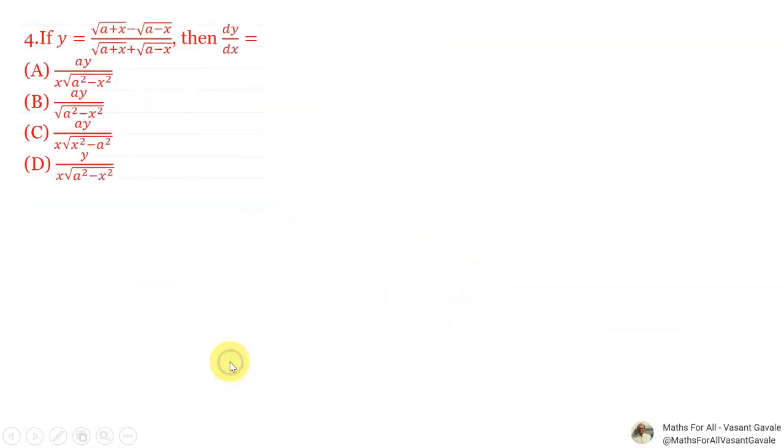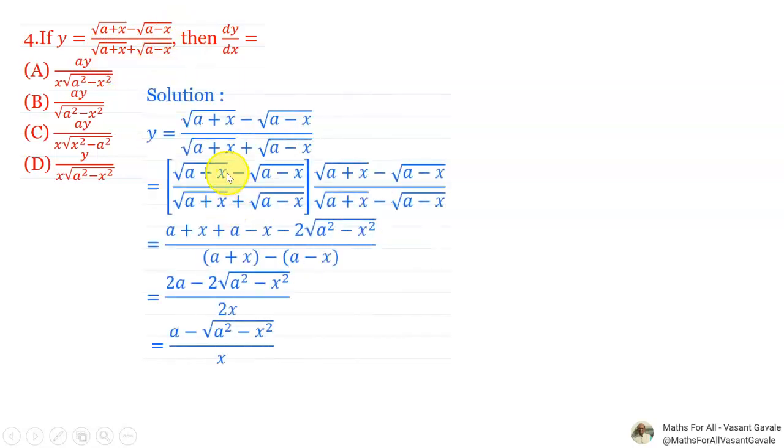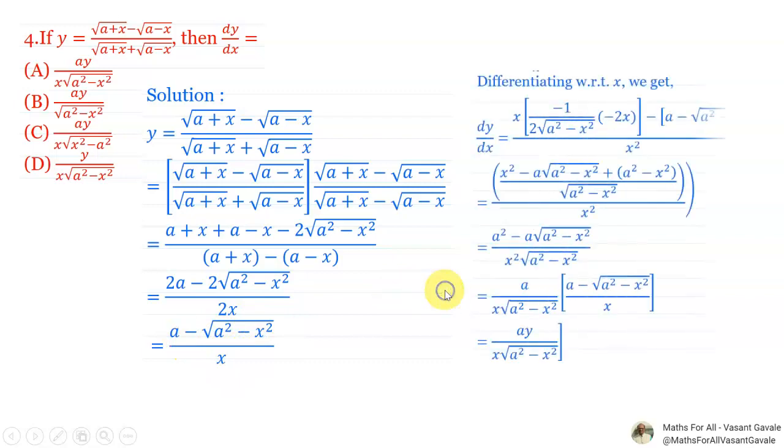Next example. If y is equal to root of a plus x minus root of a minus x upon root of a plus x plus root of a minus x, then dy by dx is equal to... y is equal to, rationalizing the denominator, then you will get y is equal to a minus root of a square minus x square upon x. Okay, this is the value of y.